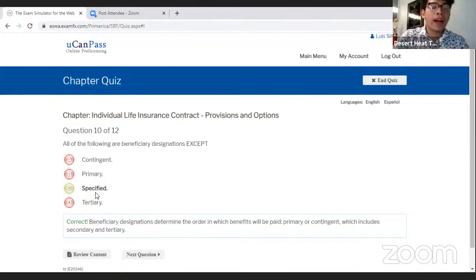That is correct. Beneficiary designation determines the order in which benefits will be paid: primary, contingent, which includes secondary and tertiary.